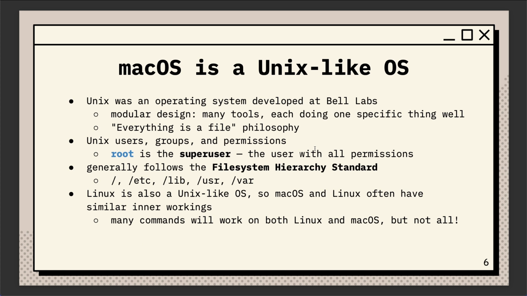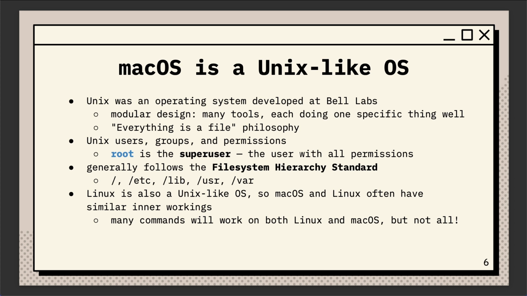So another phrase that you'll often hear is that macOS is a Unix-like operating system. So Unix was an operating system developed at Bell Labs, and Unix was one of the most elegant operating systems ever written. It had a modular design where it consisted of many different tools, each one doing one specific thing well, but they could be combined together in order to perform the complex tasks necessary of an operating system.